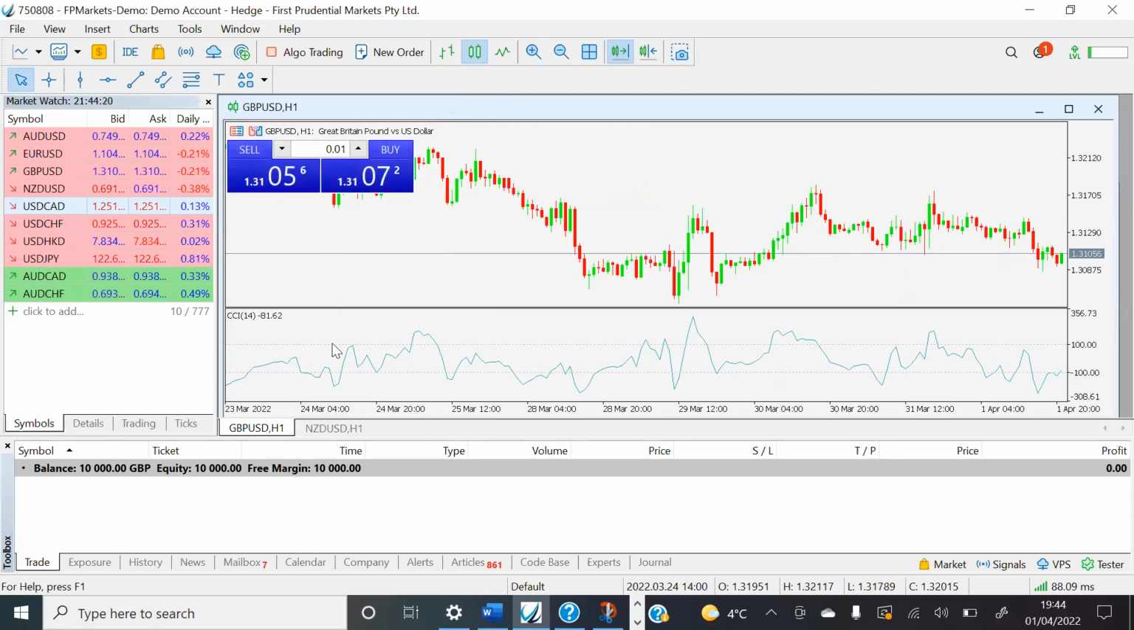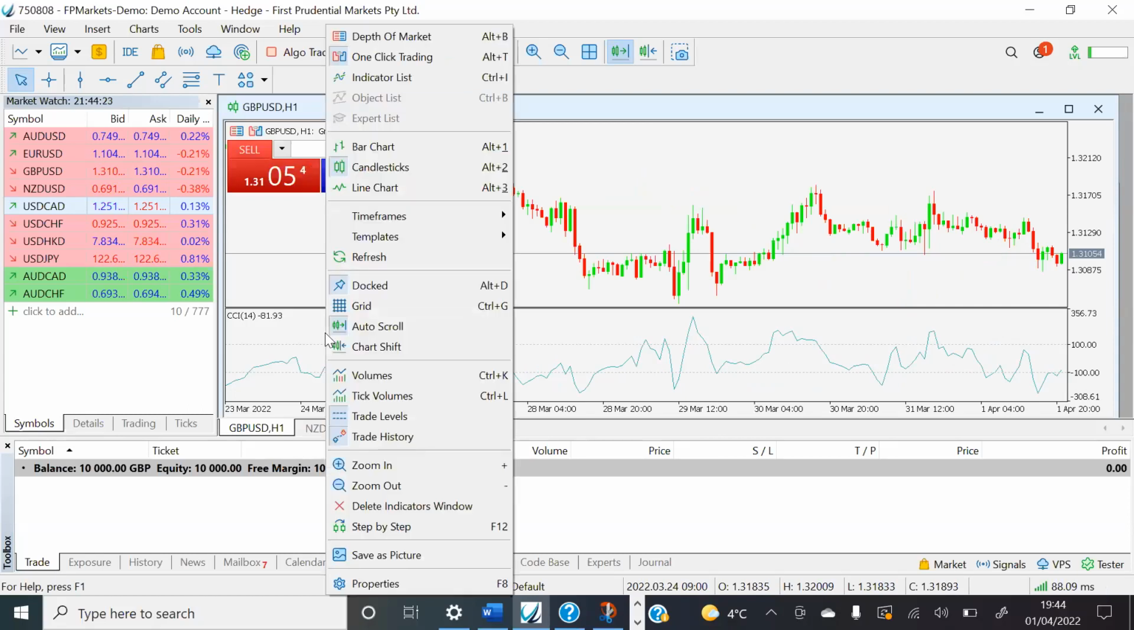Whereabouts is that? Yeah, just right click there for me. And then you're gonna click on delete indicator window. Scroll down, so move over and then scroll on delete indicator window.